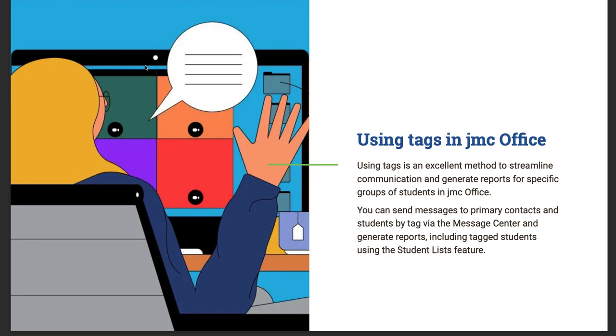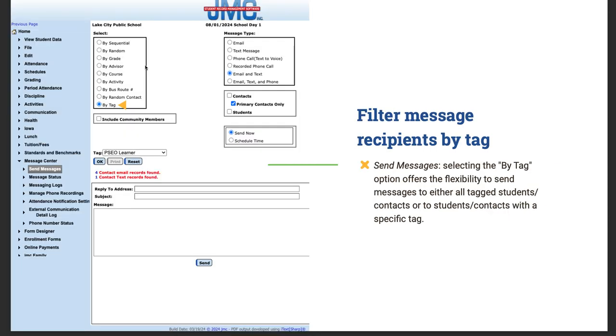And we'll look at some ways that you can use tags in JMC Office. Using tags is an excellent method to streamline communication and generate reports for specific groups of students in JMC Office. You can send messages to primary contacts and students by tag via the Message Center and generate reports, including tagged students, using the Student List feature. So you can filter message recipients by tag.